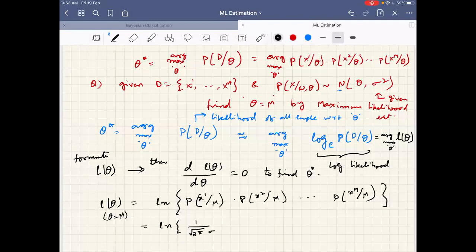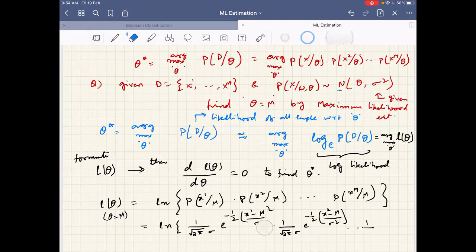2 pi sigma. What should I write here? e power minus half (x1 minus mu) by whole sigma square. Into again what? 2 pi sigma e power minus half (x2 minus mu) by sigma square. Okay, so it's x1 minus mu whole square. The sigma should not have square again. I will put sigma.